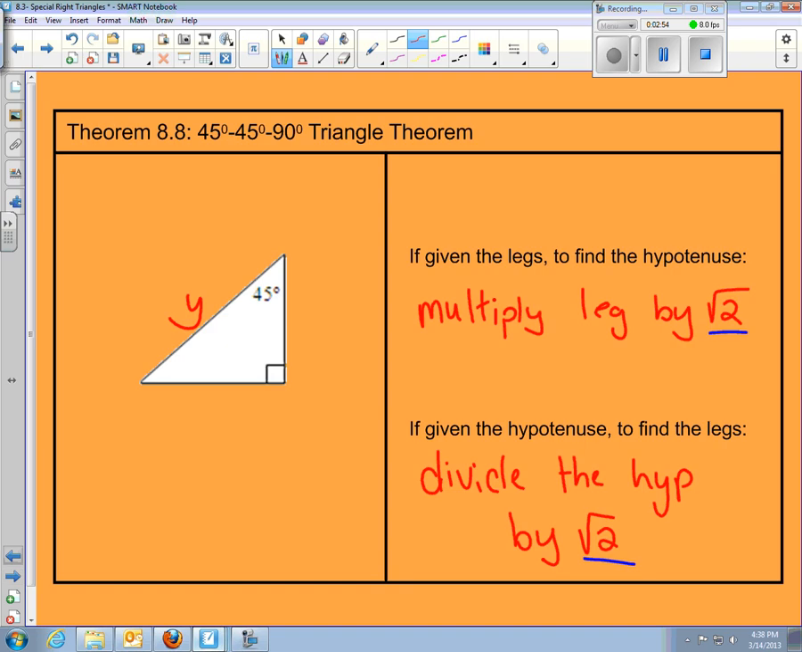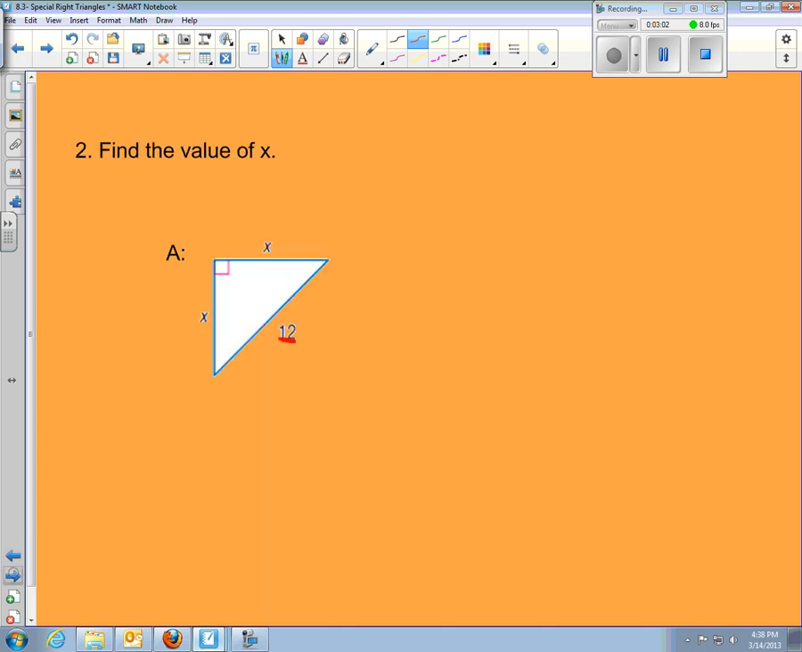So flip back and look at your notes. If given the hypotenuse to find the legs, we use this rule right here: divide the hypotenuse by the square root of 2. So we're going to take 12 and divide it by the square root of 2. It's an okay answer, but I really don't like it. Why? Well, there's that square root in the bottom, and we can't have a square root in the bottom. The way we get rid of it is by multiplying by the square root of 2. If we do it to the bottom, we need to do it to the top.